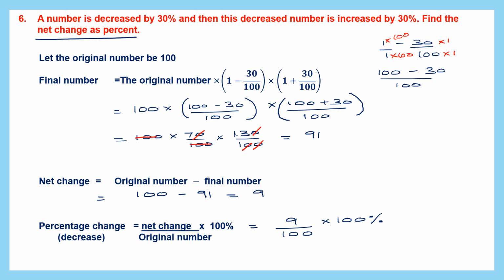Now multiply this by 100%. So we can cancel this 0 and this 0. So what do we have left? We have 9% left. So this is our answer. This is the net change as percent, 9%.